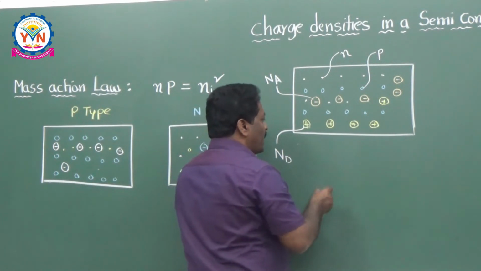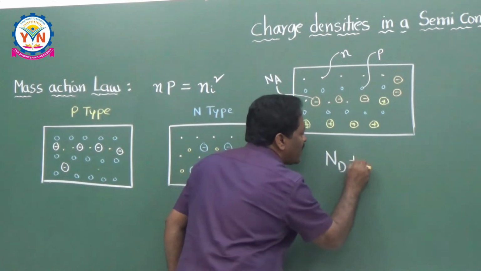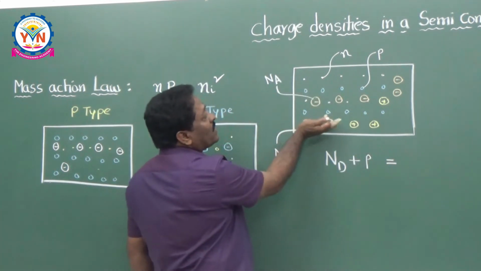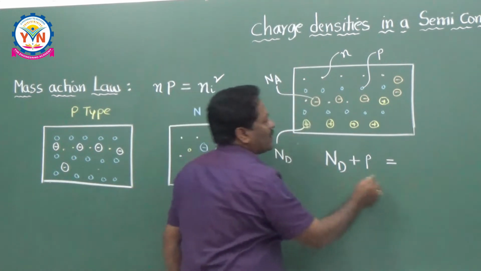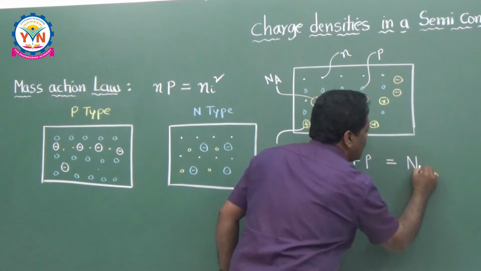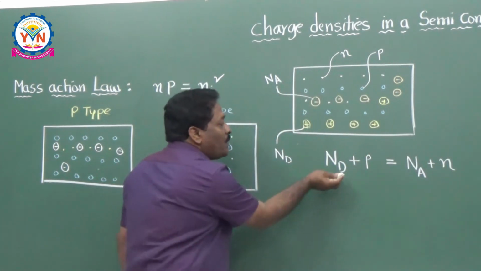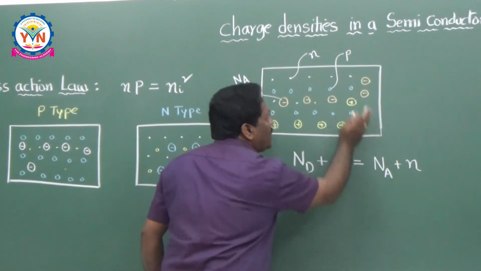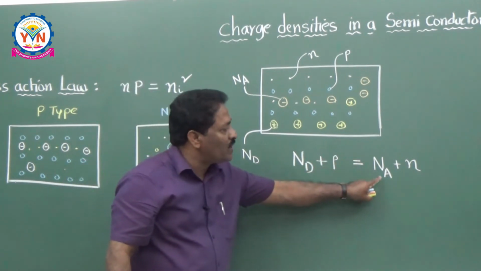So you can take that Nd plus p, the density of donor ions plus the hole concentration, must be equal to the negative charge inside the semiconductor, which is acceptor ions plus electrons. That means you can say Na plus n. So this is the basic equation required to tell about the electrical neutrality of the semiconductor. Here the positive charge must be equal to the negative charge.